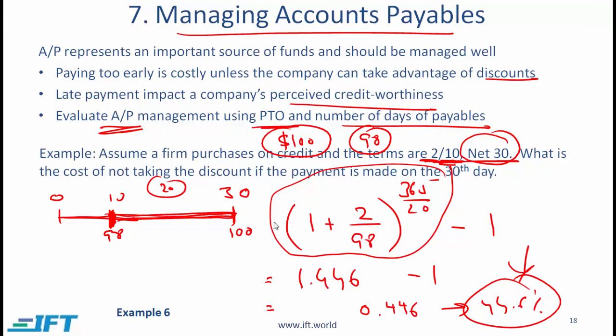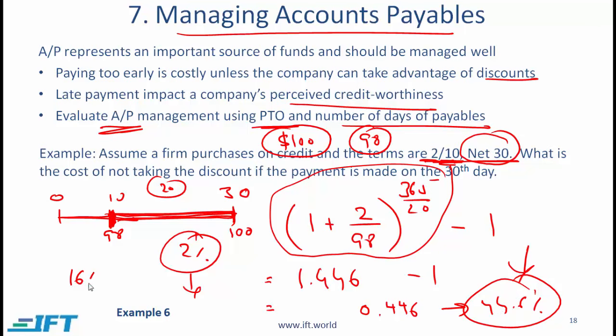This might seem a little complicated, but all you are doing is computing the effective annual rate. Hopefully this makes sense. Approximately the interest that you are paying here is 2%. This 2% is for a 20-day period. And then when you annualize to a 365-day period using this method, you get about 44.6%.